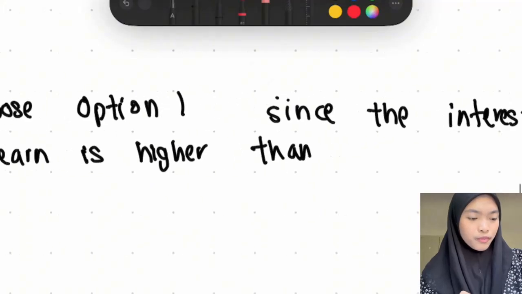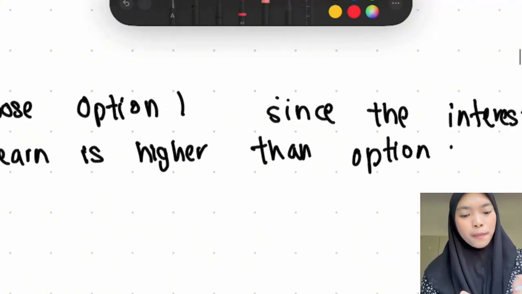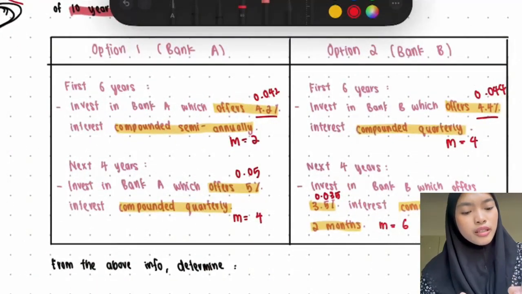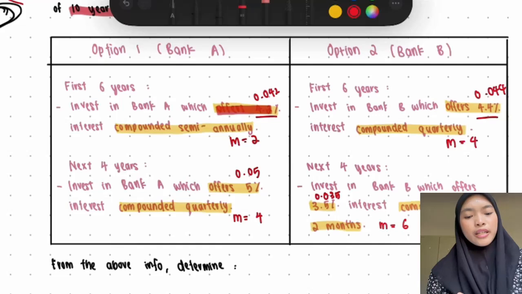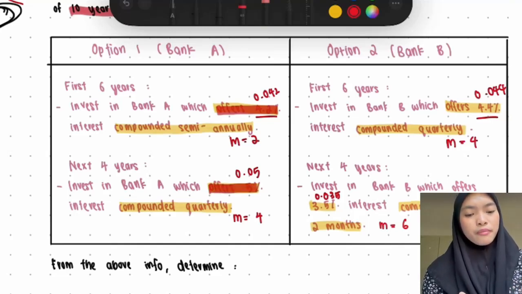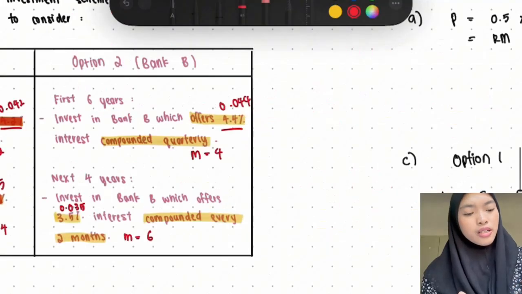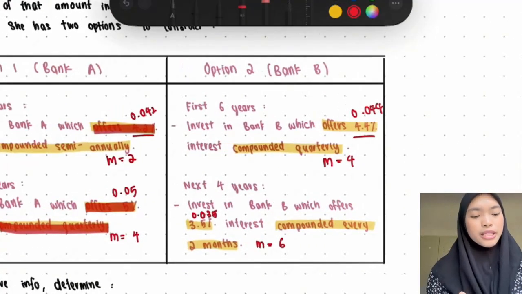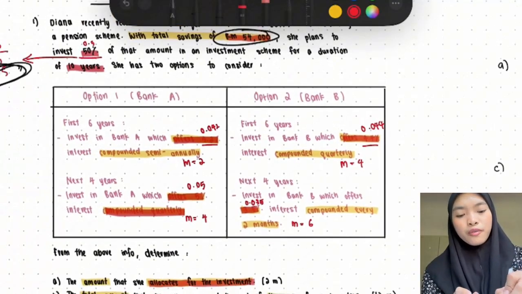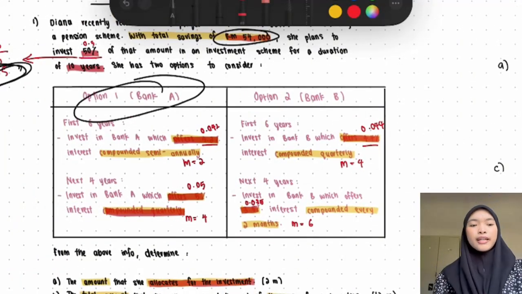This is because option 1 says that for the first 6 years it offers 4.2% interest compounded semi-annually. For the next 4 years, it offers 5% interest compounded quarterly. But option 2, for the first 6 years, only offers 4.4%, and the next 4 years 3.5%. From this we can see that option 1 is the best choice for Diana.